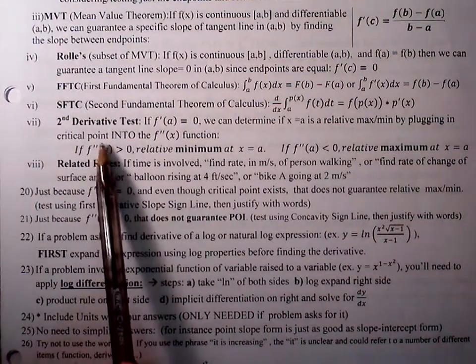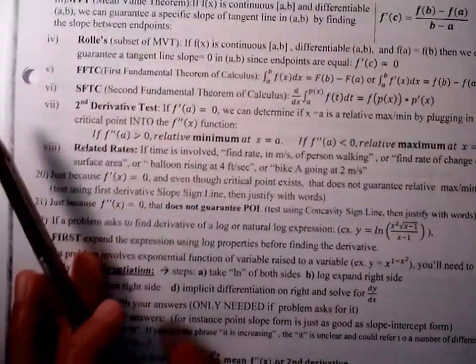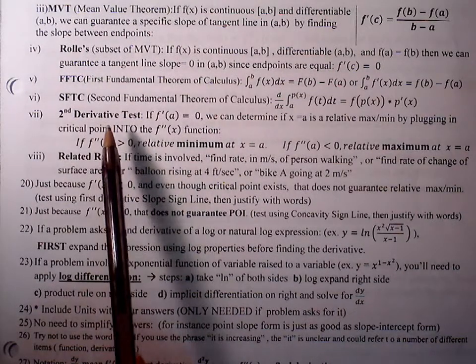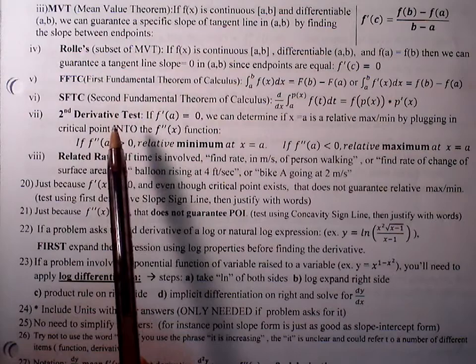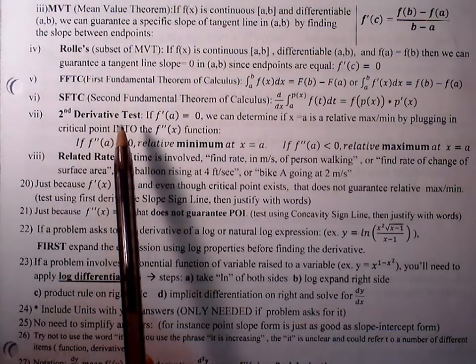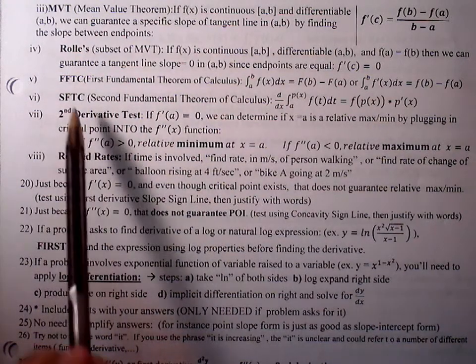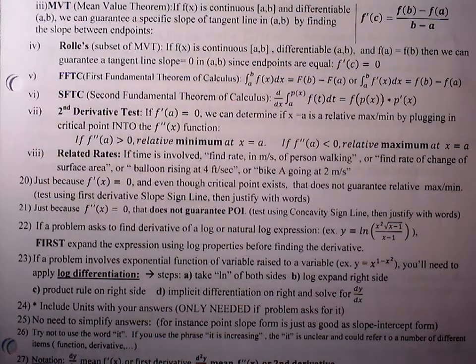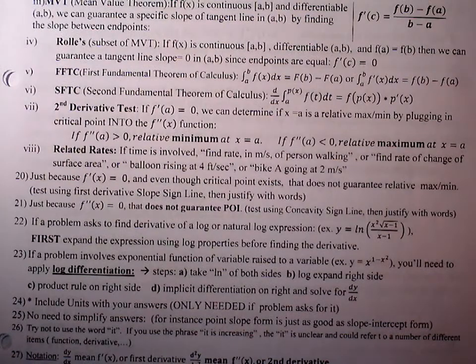Now, the second derivative test sounds like one that is using the second derivative function to find whether a graph is concave up or concave down, but it actually has the same result as the first derivative test, and that is using the second derivative function to find a relative max or relative min.